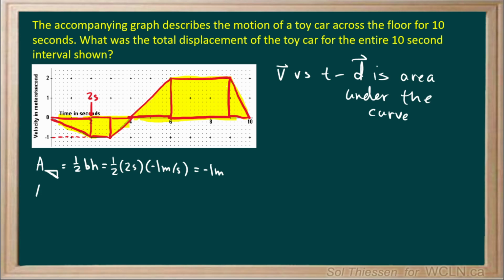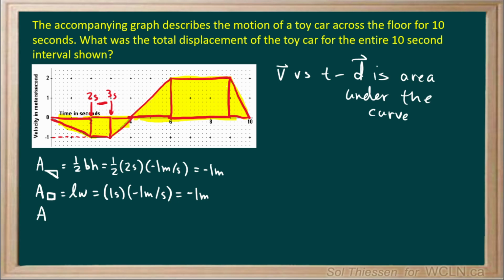Next we'll look at the area of that square-ish section. So its area is going to be length times width, where one of those dimensions is going to be 1 second, since the difference between 2 seconds and 3 seconds is 1 second. So it'll be 1 second times -1 meter per second, which is equal again to -1 meter.